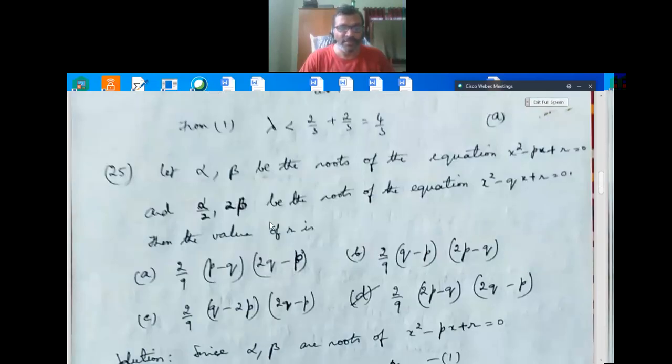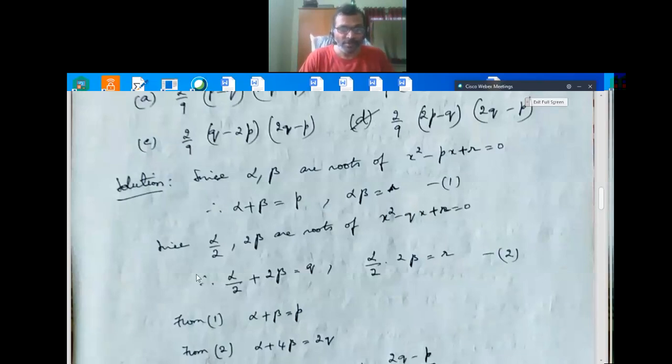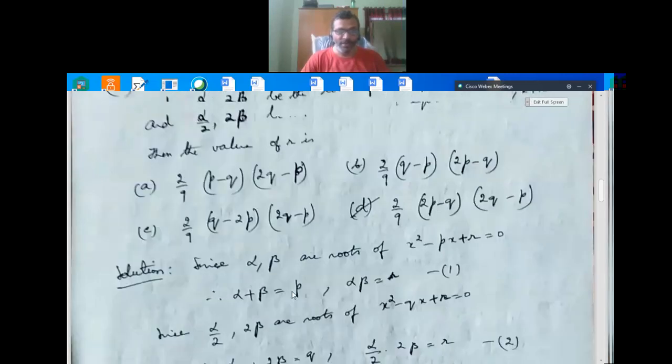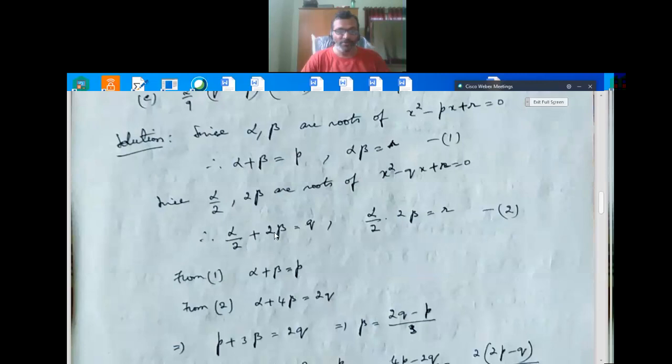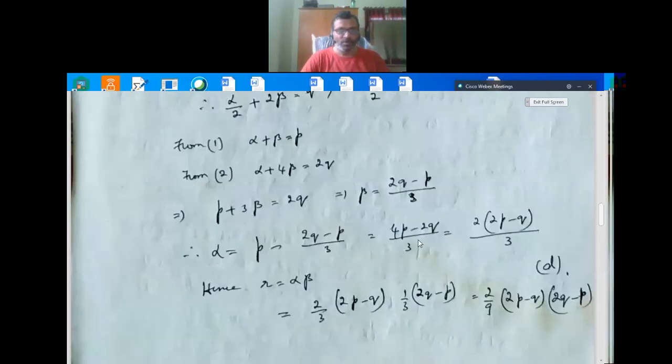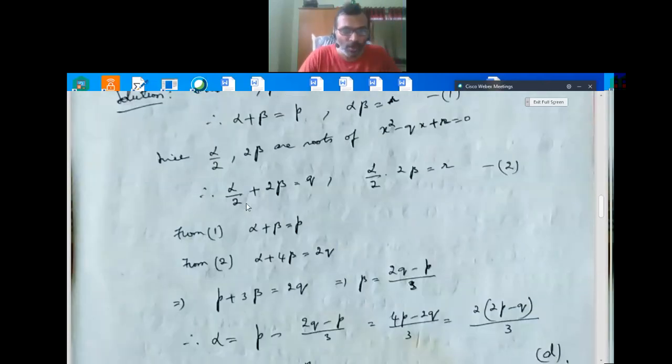Now it is given that alpha/2 and 2beta are the roots of x² − qx + r = 0. The sum of the roots, alpha/2 + 2beta, equals −b/a, that is minus of minus q by 1, that is q. Alpha/2 into 2beta equals c/a, and c is the constant r, so r by 1, that is r. So from 1 we get alpha + beta = p, and from here, taking LCM, alpha + 4beta = 2q. Here we get alpha beta = r. Now from 1, alpha + beta is p, from 2, alpha + 4beta is 2q.